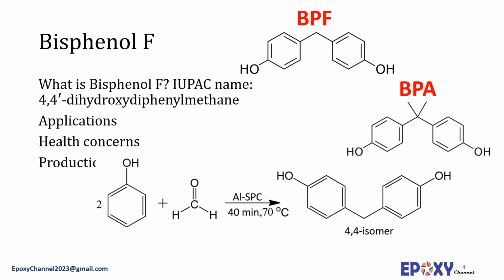The IUPAC name of bisphenol F is 4,4'-dihydroxy diphenyl methane, and its CAS number is 620-92-8. BPF is used in the manufacture of plastics and epoxy resins.